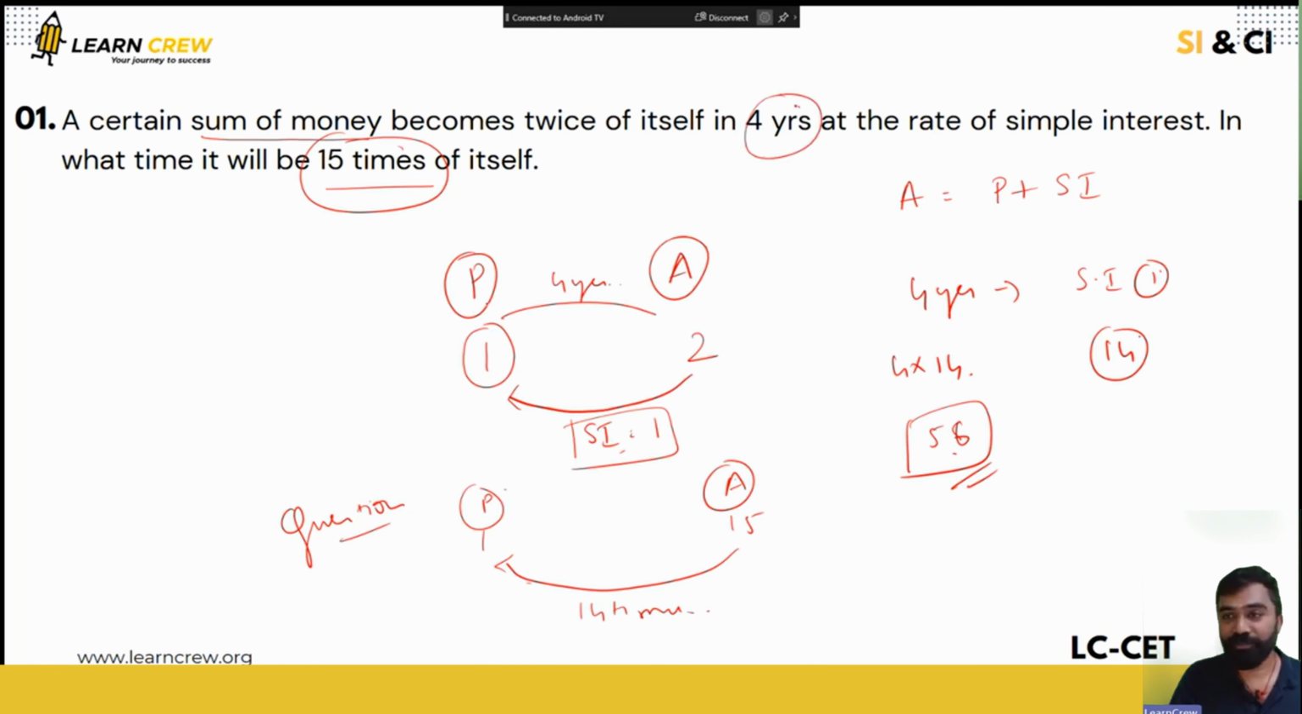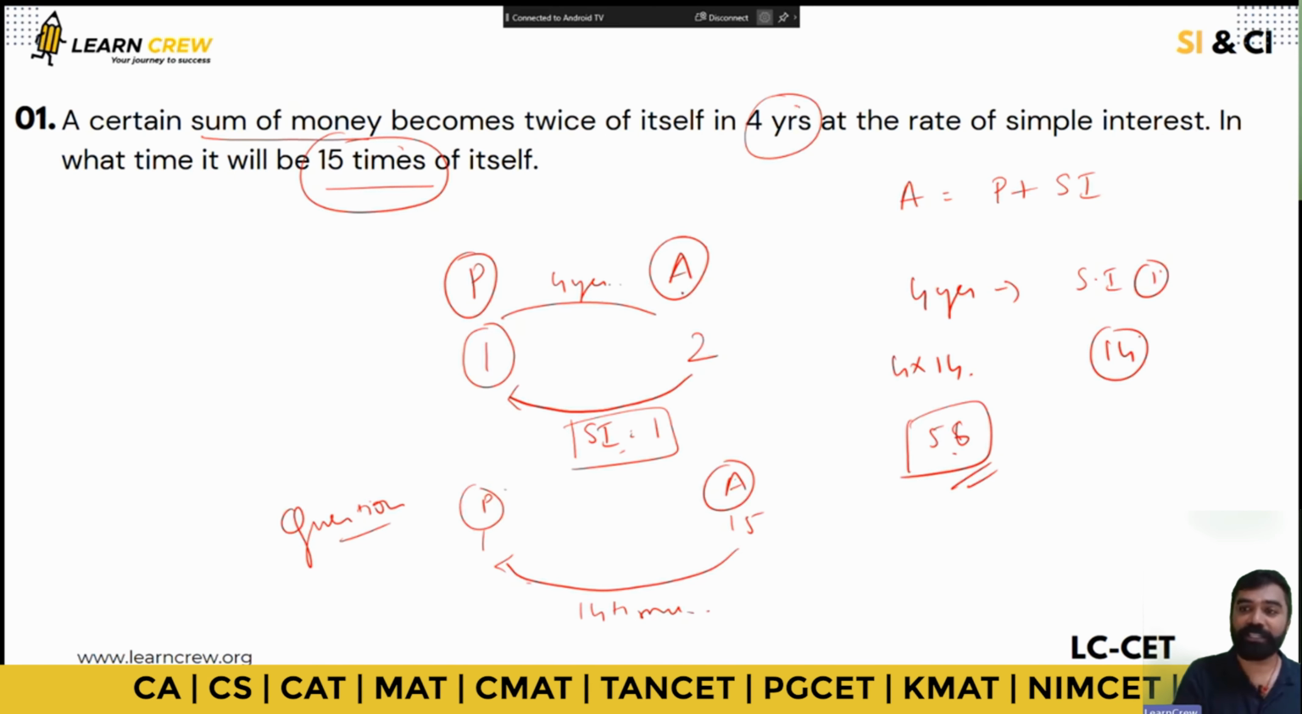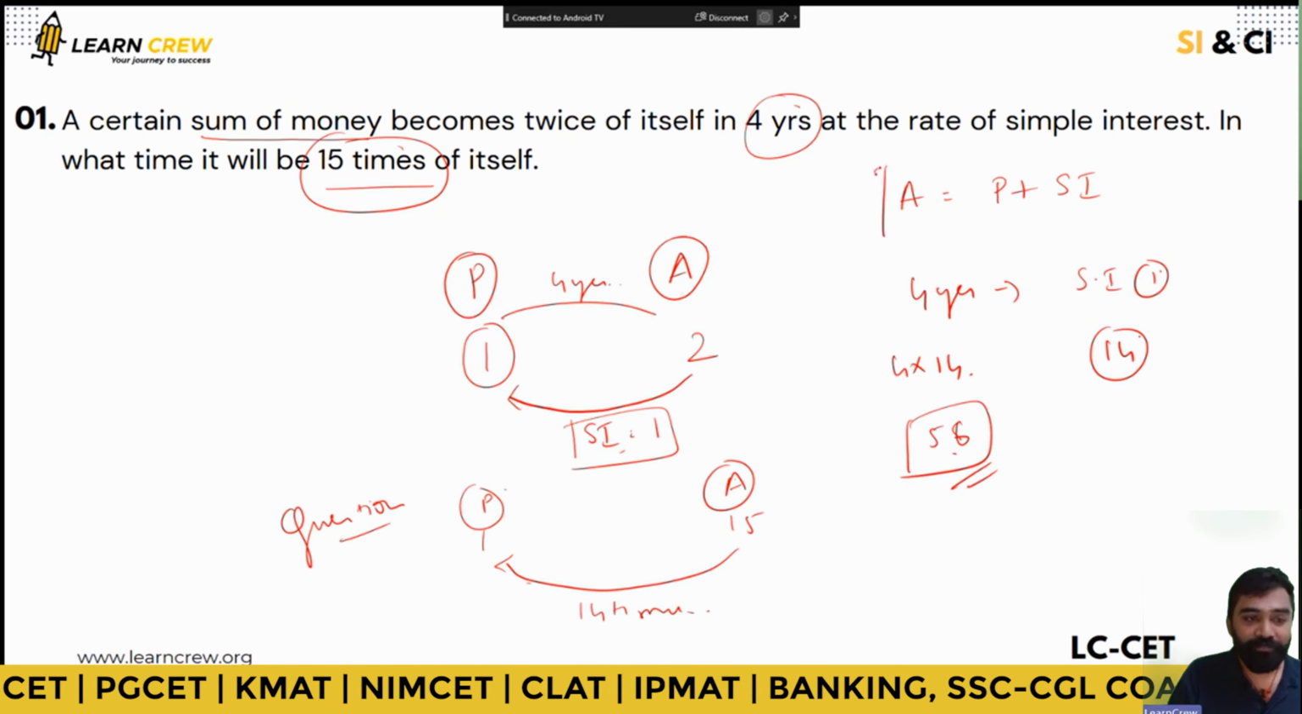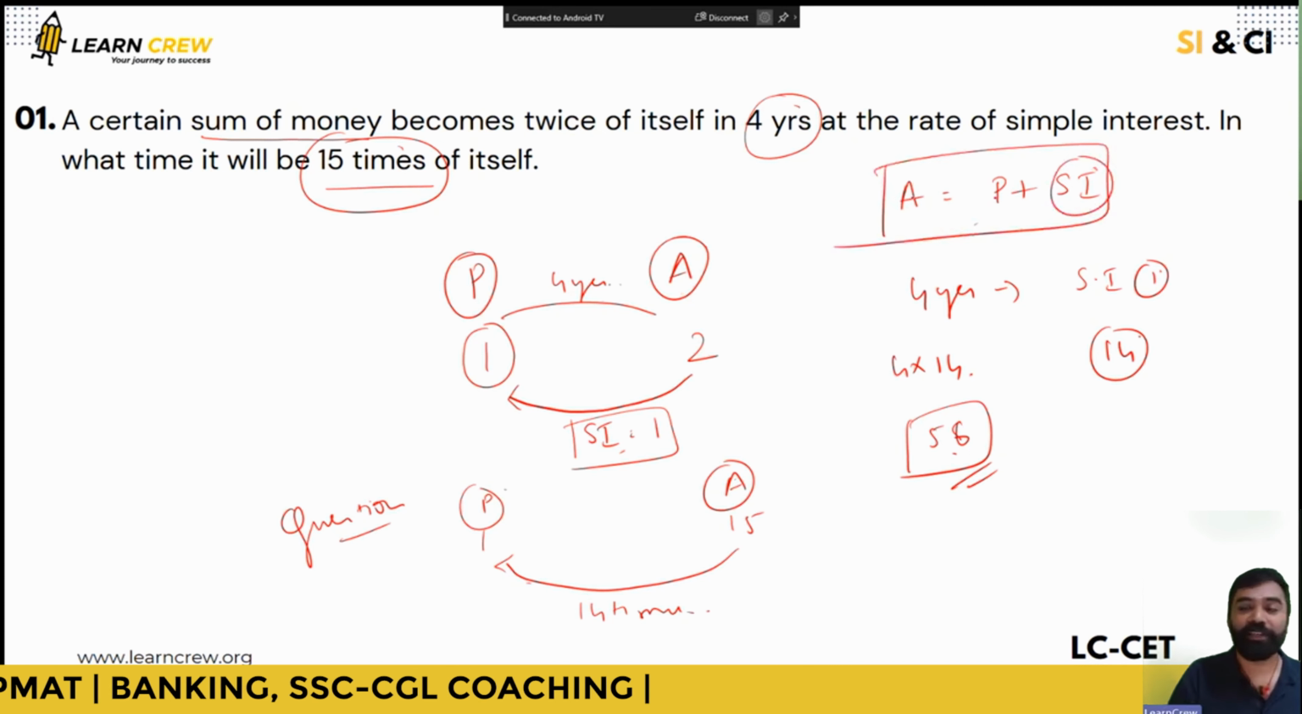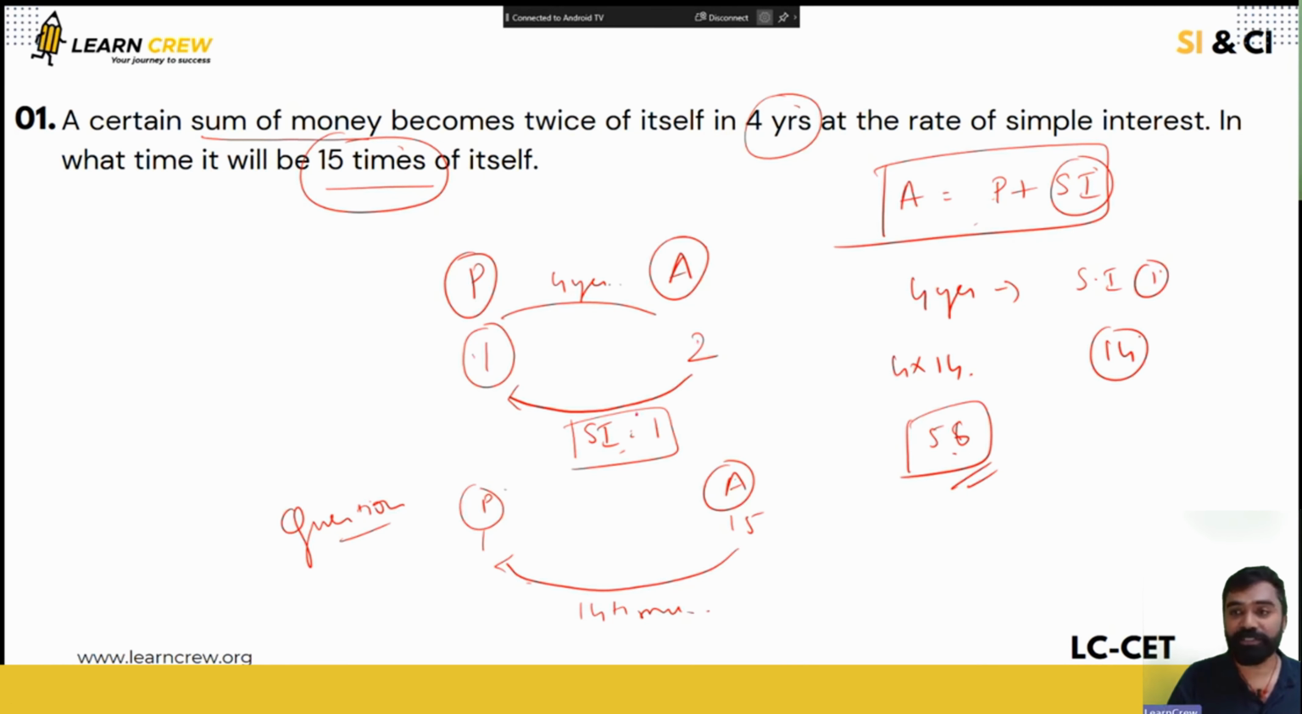A sum of amount is a principal amount. After 4 years, it is going to become twice. That is nothing but the amount. It is equal to simple interest plus the principal. Now, from this, simple interest equals A minus P. A is 2, P is 1, and simple interest becomes 1.